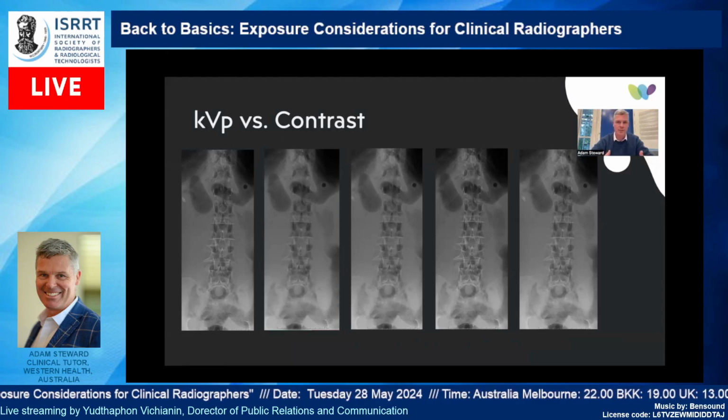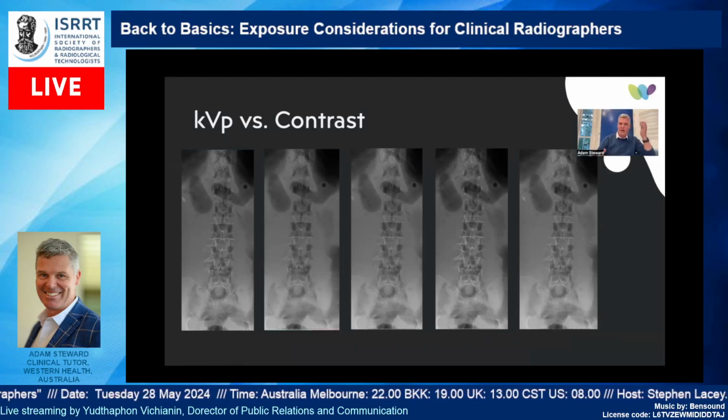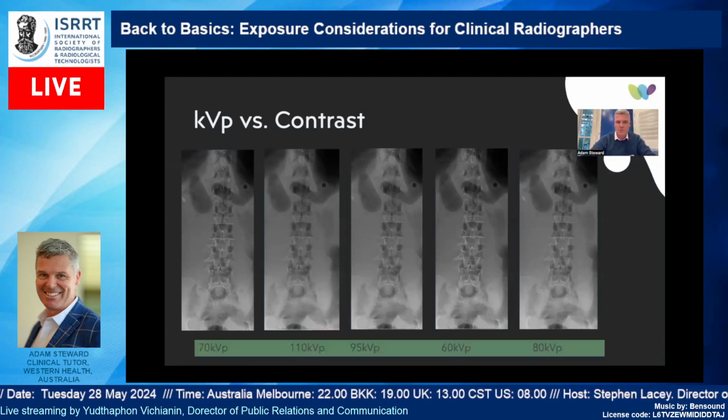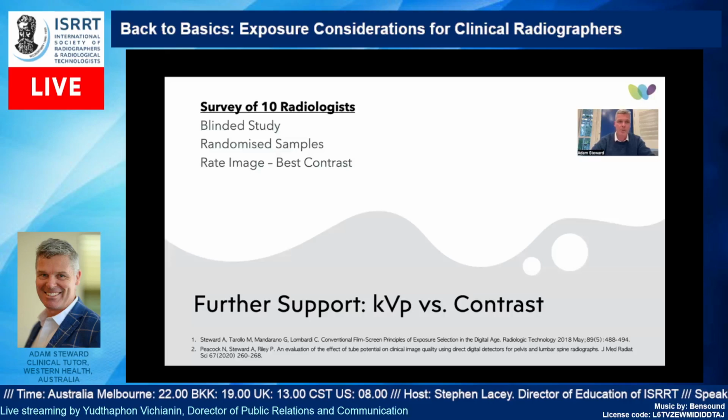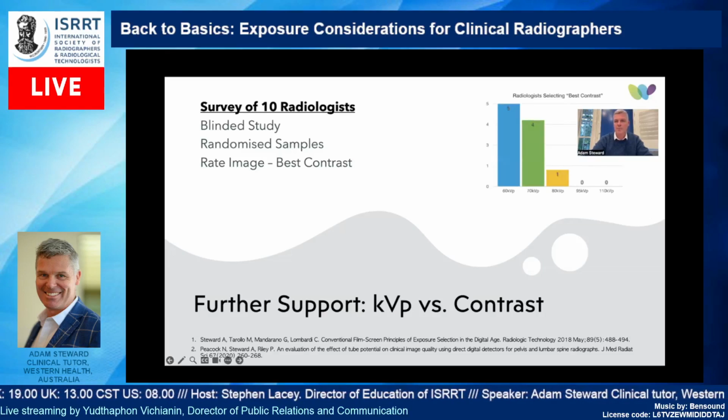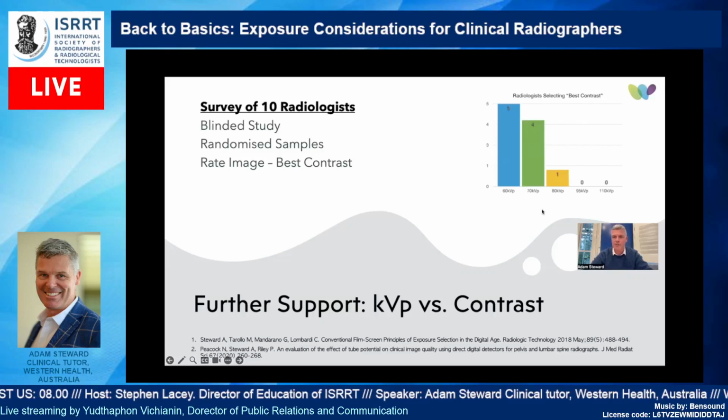And this proved to us that KVP is still a controlling factor for contrast. However, it's not to the same effect that it would have been, say, in plain film days, because this is the result and outcome, and you can see how difficult it was. To prove this even further for our study and to try and publish it, we just grabbed 10 radiologists and blinded them to this and said, okay, guys, the same as that second test we did, which one has the best contrast? And you can see that this was the results that we received, okay?